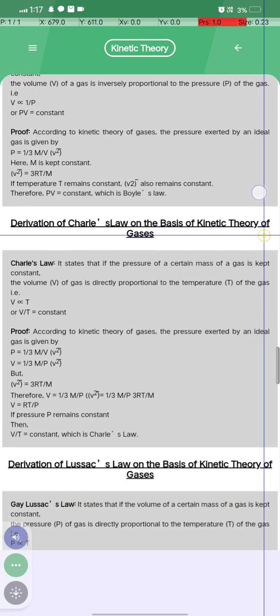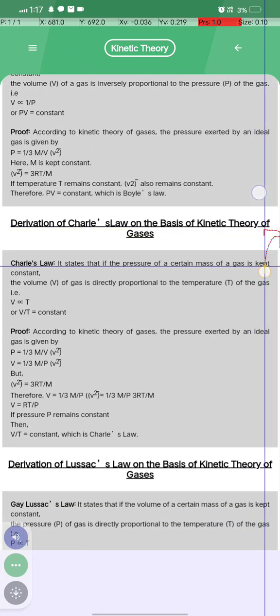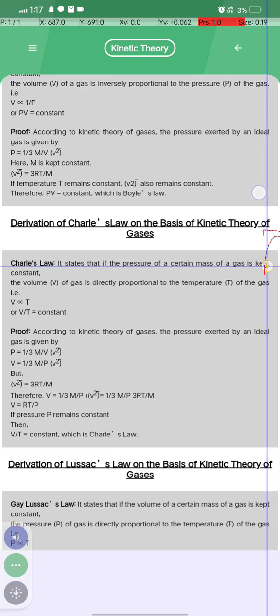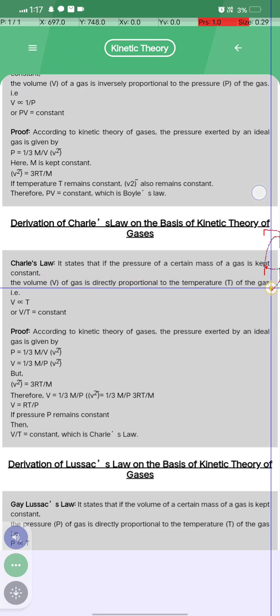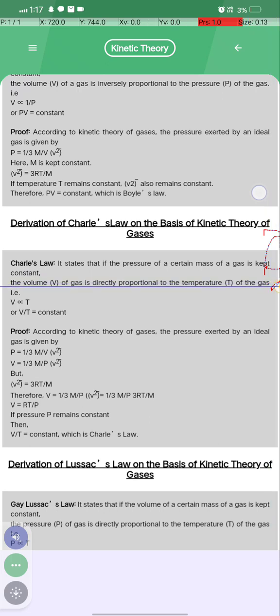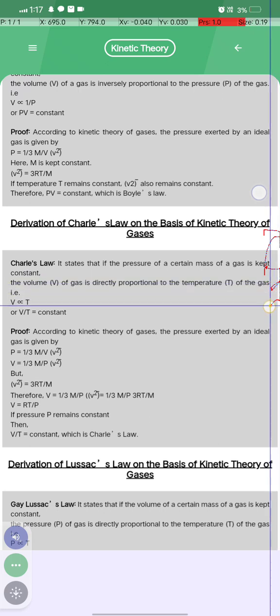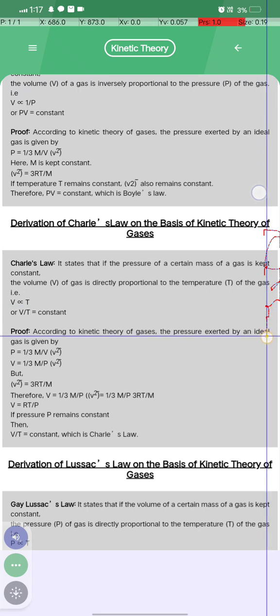Derivation of Charles' law on the basis of the kinetic theory of gases. Charles' law states that if the pressure of a certain mass of gas is kept constant, the volume V is directly proportional to the temperature of the gas. That is, V is proportional to T, and V/T = constant.